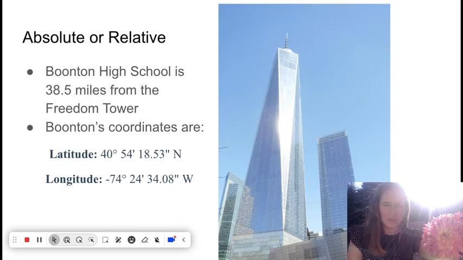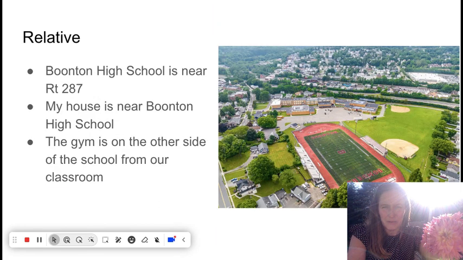Now, the opposite of that, I guess, would be relative. So you're just comparing, like, this compared to that is here. You're not really giving exact numbers and figures here. So you can say Boonton High School is near Route 287. It doesn't say how near, it is near, right? Now I can also say my house is near Boonton High School. Route 287 is much closer, right? You can see it from some classrooms.